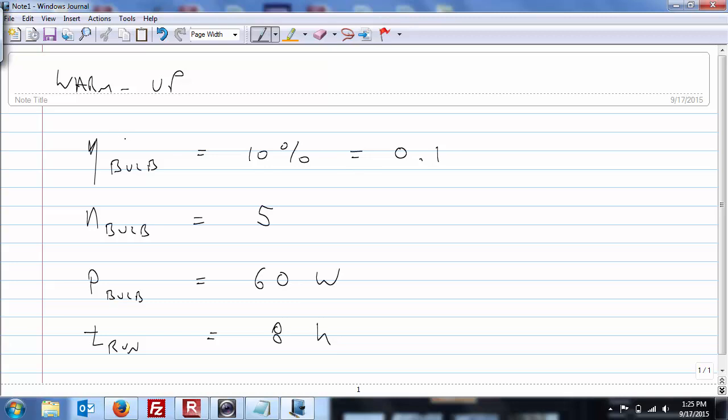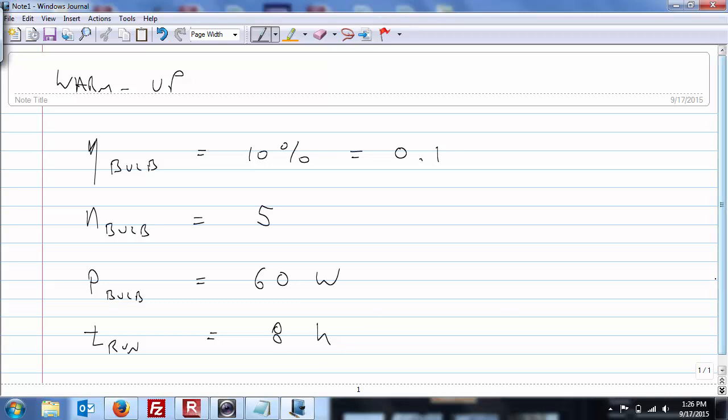So this is part A, where we're just looking at energy. We've got an efficiency of 10%, just so you can interpret my scribbles here. We've got the number of bulbs equals 5. We've got the power per bulb at 60 watts. And our run time is 8 hours. So that's the 4 chunks of information that we pulled out of the word problem so far.